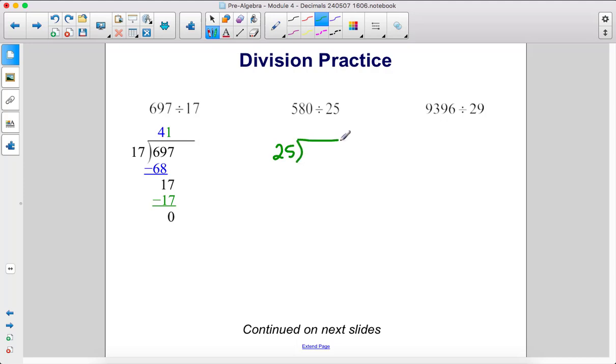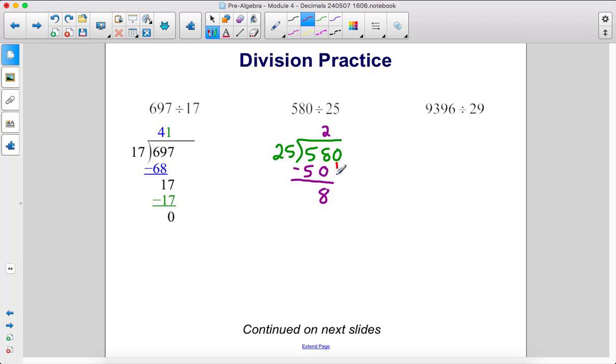580 divided by 25. 25 goes into 580. Does 25 go into 5? No. Does 25 go into 58? Yes. 25 times 2 is 50. So let's start there. 2 times 25 is 50. Subtract them, and we get 8.